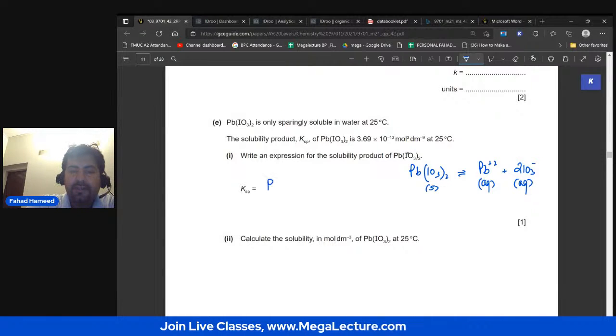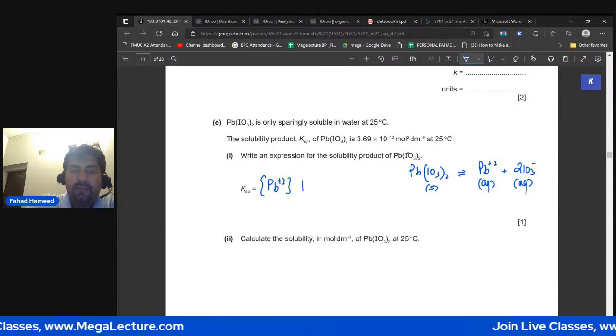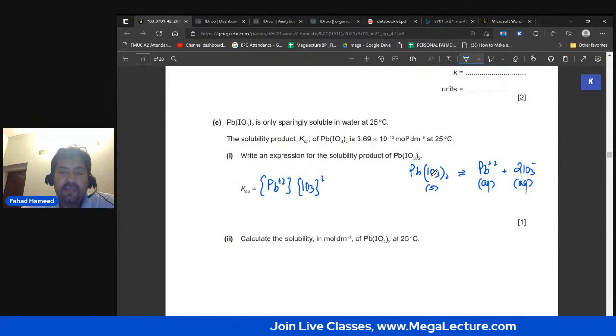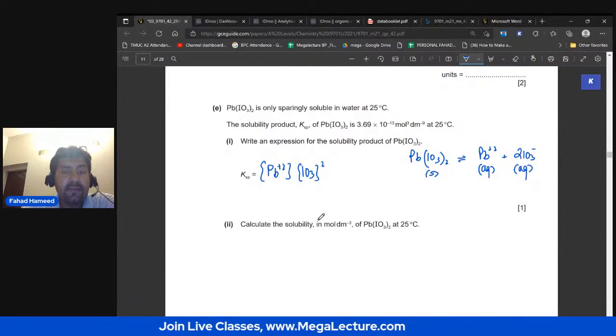So we write the solubility product. It's going to be the product of concentrations: Pb2+ concentration into IO3- concentration, and that's going to be squared. You don't write the solid in the expression, it's a constant. Now calculate the solubility in mole per dm cube.